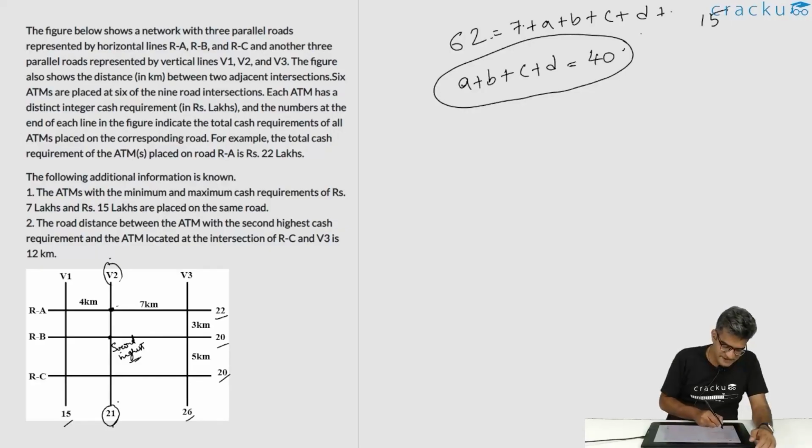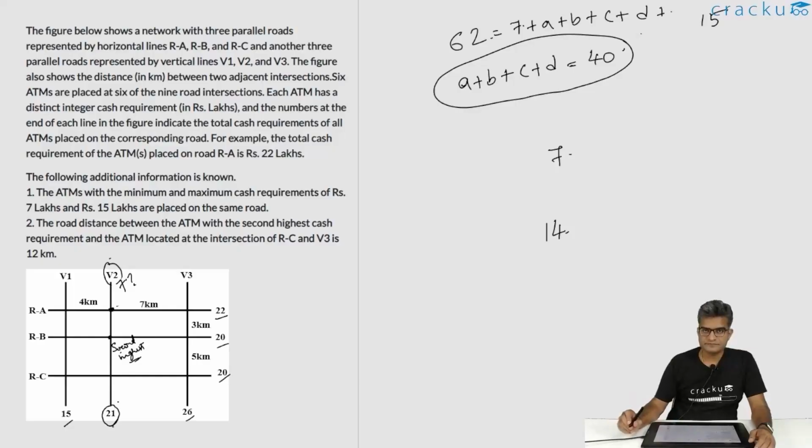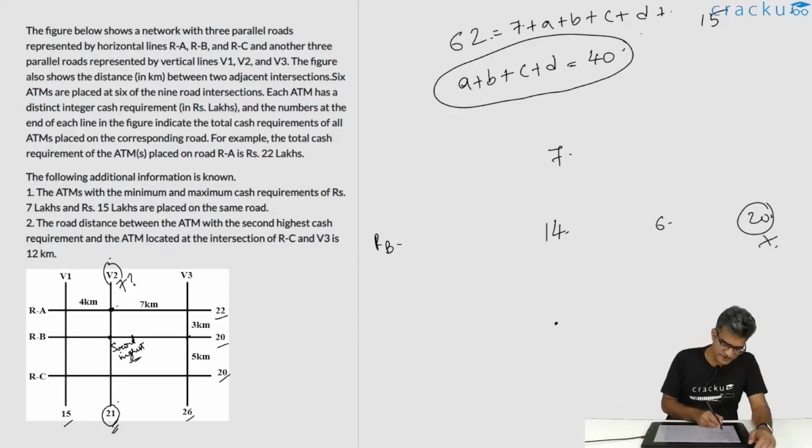Now, can this be 7? If this is 7, the second highest has to be 14, because over here the total of V2 has to be 21, and this would imply that because this is in RB, the amount over here has to be 6. The intersection of RB and V3 has to be 6, because this has to total up to 20. This also is not possible, so this is not even equal to 7.